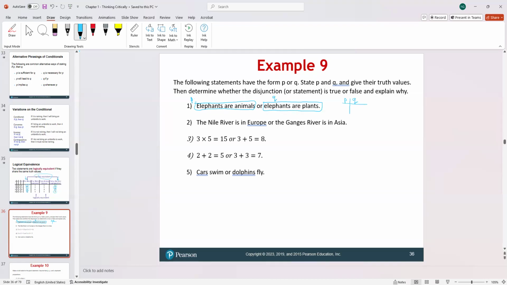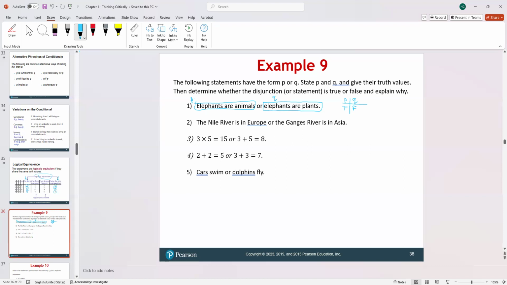Yes, elephants are animals, so we can say this is true. Are elephants plants? No, that's false. So you have two statements here. The first one is true: elephants are really animals. But elephants are not plants, so "elephants are plants" is false.